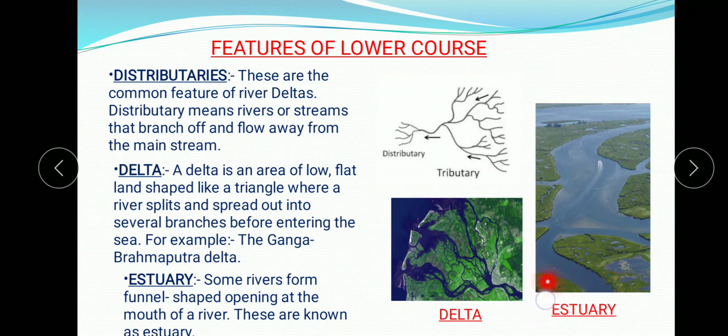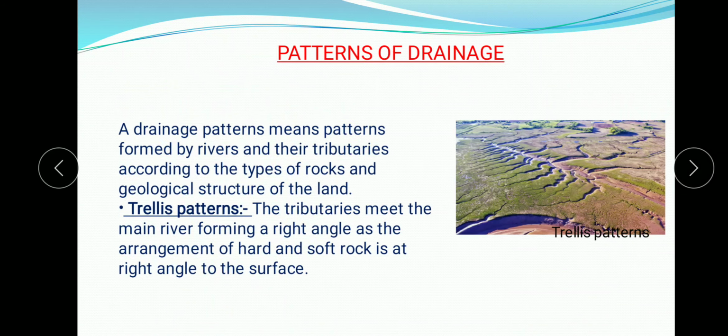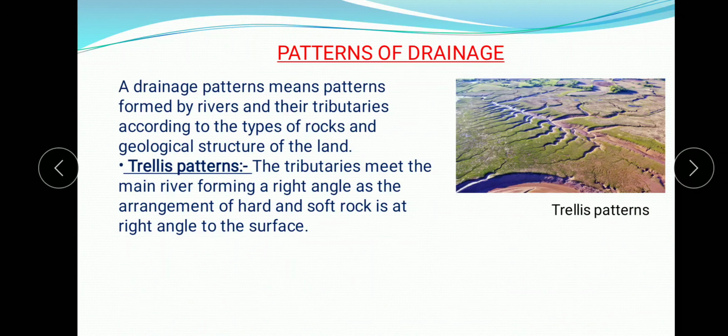Estuary. Some rivers form funnel shaped opening at the mouth of a river. These are known as estuary. Patterns of drainage. A drainage pattern means patterns formed by rivers and their tributaries according to the types of rocks and geological structure of the land.